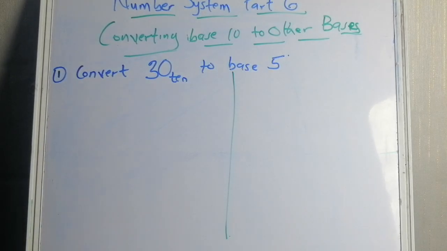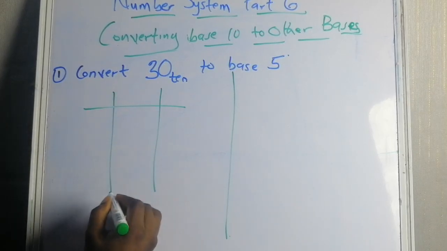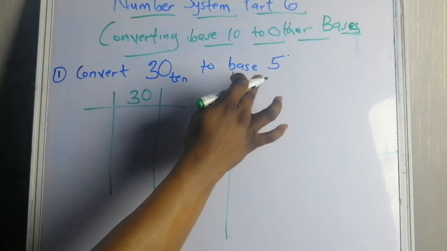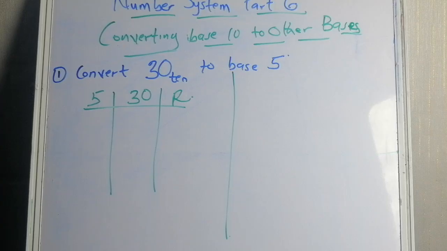Let me just divide this to manage space. So you have your table. This is your 30 here, and you are converting to base 5 here. So you have your remainder. Very simple. There's no excuse for you not to be very good in mathematics. We are making it easier for you now so that you can learn at your comfort zone. Take your time and listen to exactly what I'm doing. If you can pick as many questions as possible under this part, it will be easier for you to be very good in this aspect.